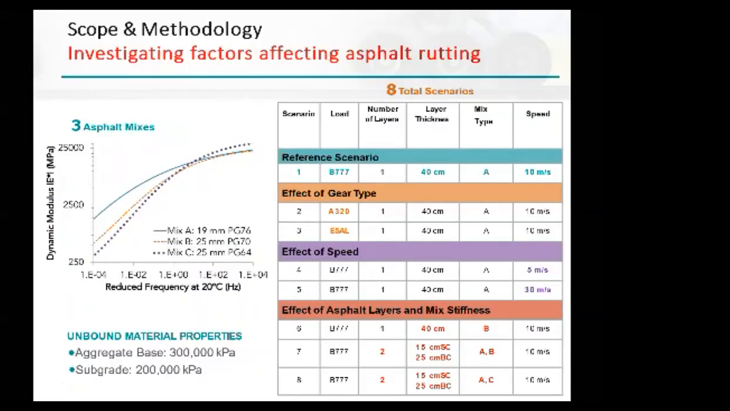Before we run the analysis and see what the responses of the pavement structure are to a moving load, we wanna investigate several factors. We're gonna run a control scenario first, where I am gonna run a Boeing 777. That's my control case, my reference scenario, on one layer, 40 centimeters thick, and I will use mix A for it, and I'm gonna do it at 10 meters per second. But then I wanna know what is the effect of the gear type on the performance and behavior of the pavement.